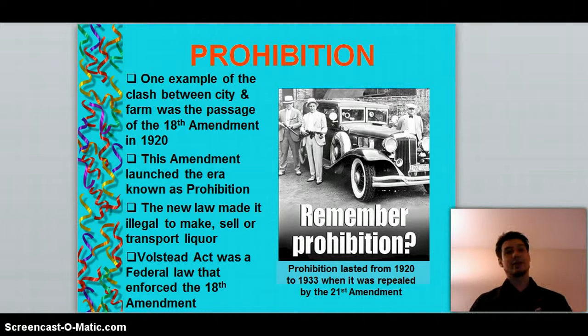And this leads to our next thing, Prohibition. Prohibition's huge. It's a huge example of the clash between city and rural life. And it comes with the 18th Amendment, which gets passed in 1920. When it does, we launch Prohibition. The new law made it illegal to transport, sell, or make liquor. And in fact, we even get the Volstead Act, which helps the federal law, the FBI, enforce this 18th Amendment.